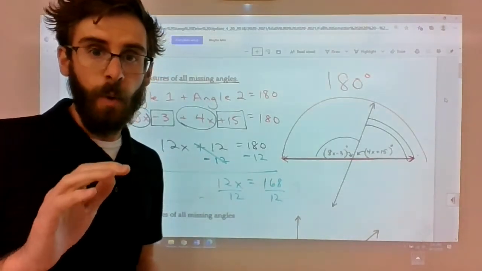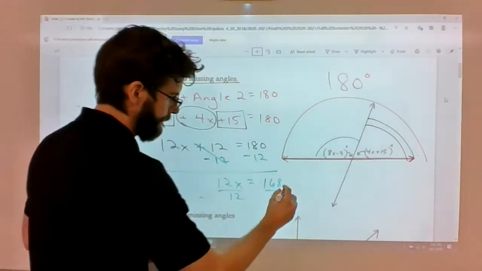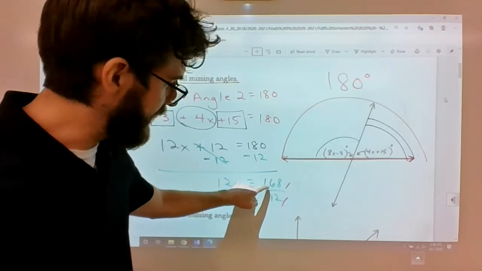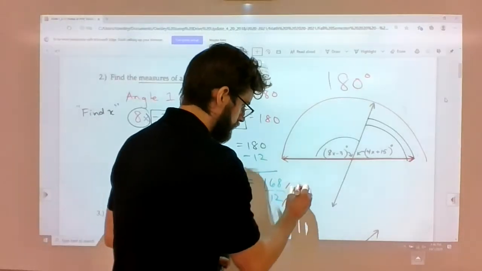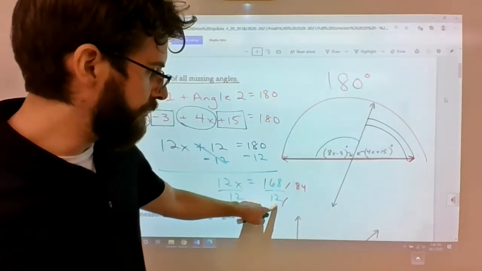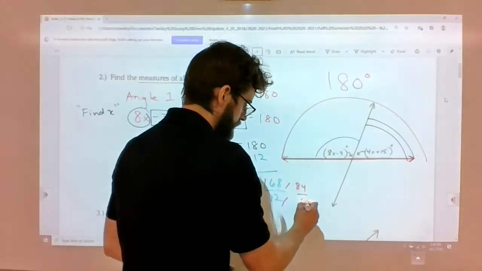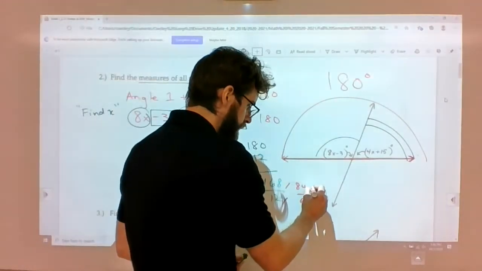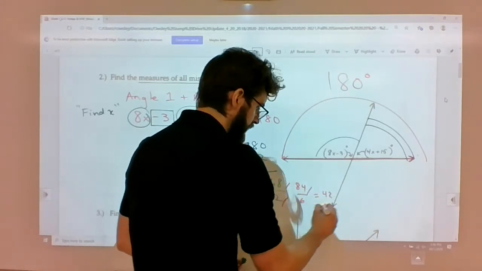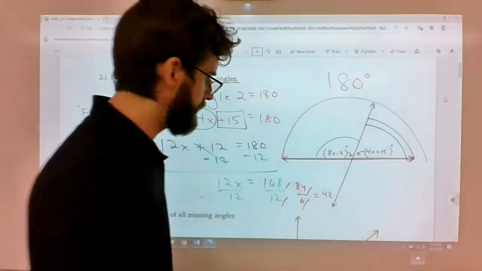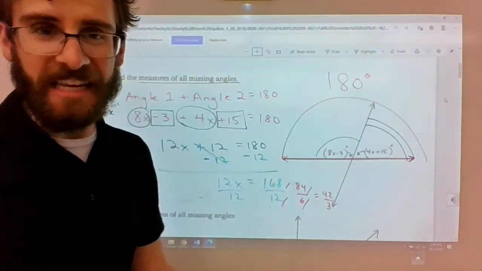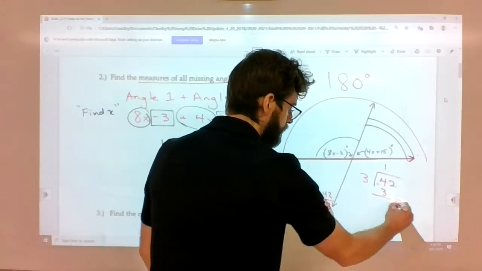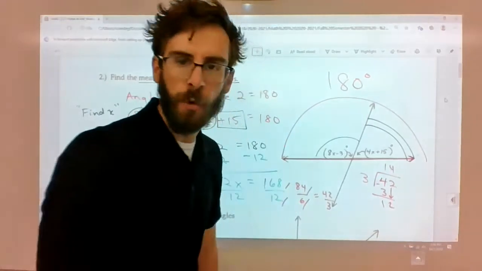You can actually cut 168 and 12 in half. Half of 160 is 80, and half of 8 is 4, so it's 84. Half of 12 is 6. Half of 84 is 42. Half of 6 is 3. And that's just an easier number to compute. It's 14. X equals 14.